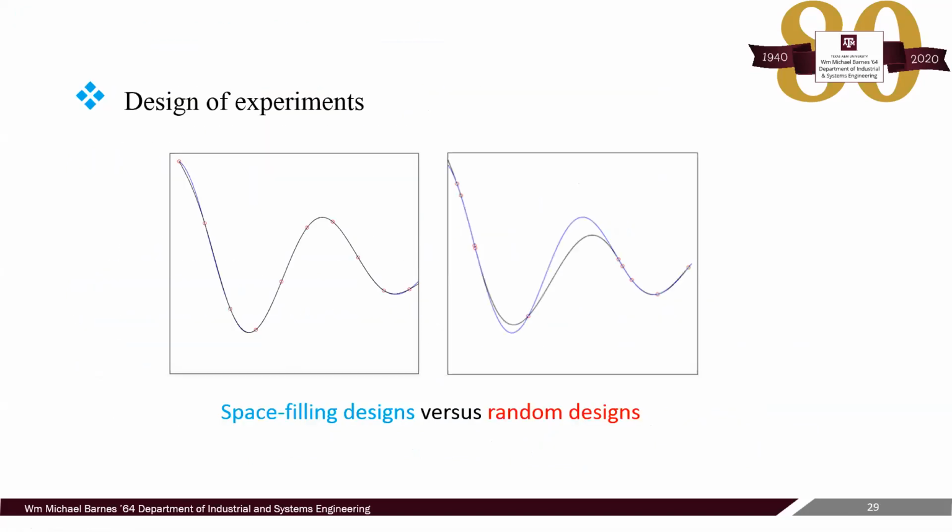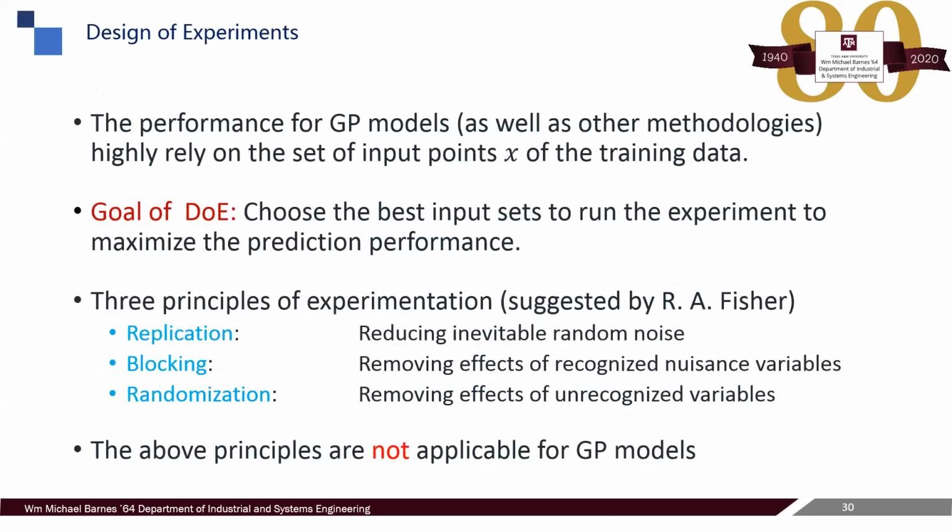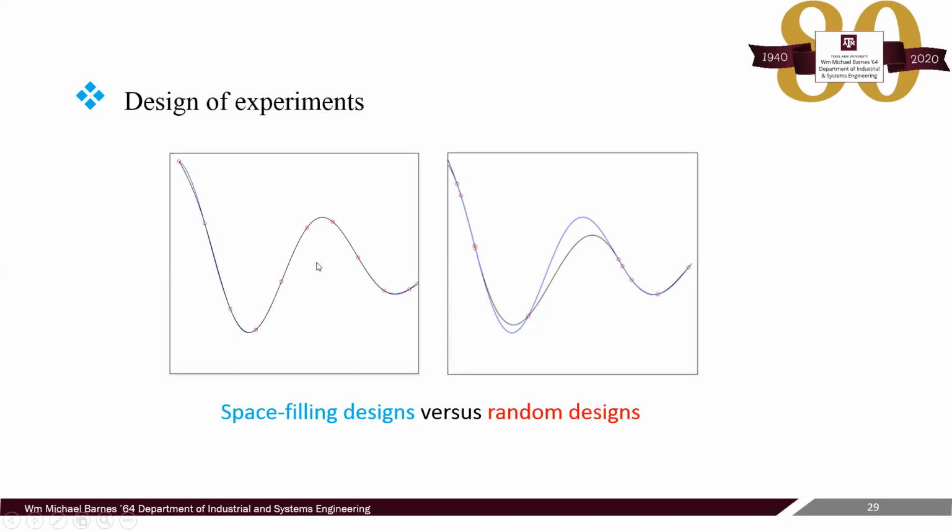Okay. If no more questions, let me move to the second part, the design of experiment. So the basic idea of design of experiment is to find the input points, input sets, which can maximize my prediction performance. This is based on an observation that the performance of GP can be affected by, or highly rely on, the input points. So here I show you two figures.